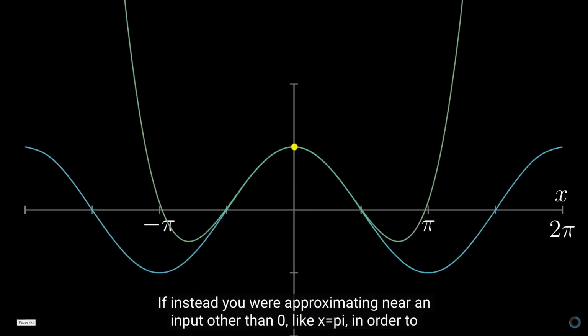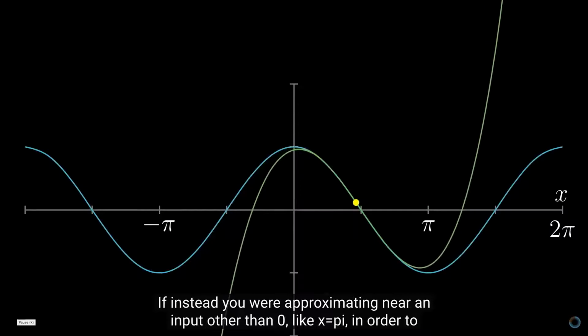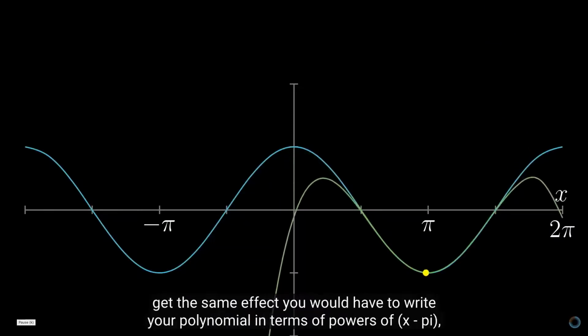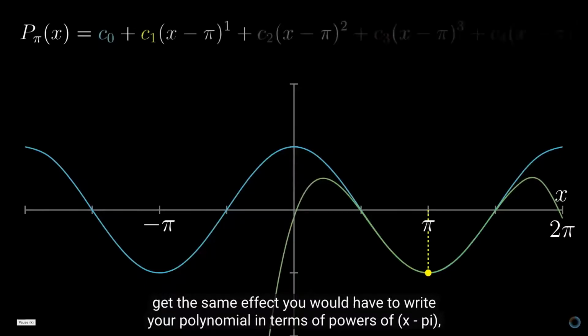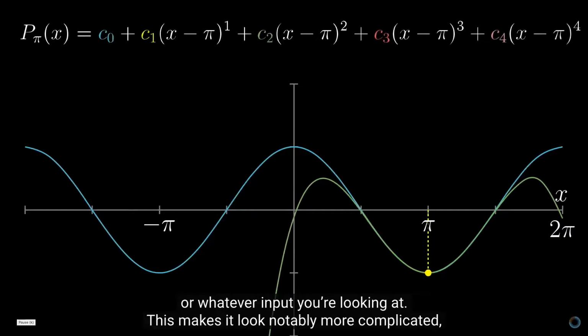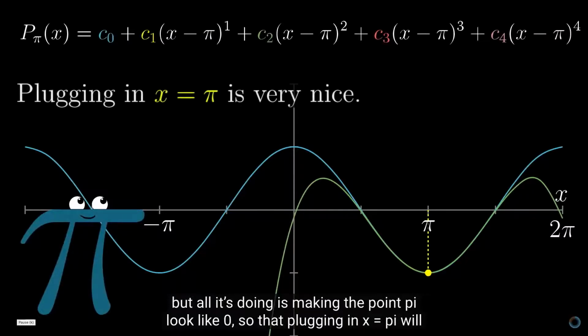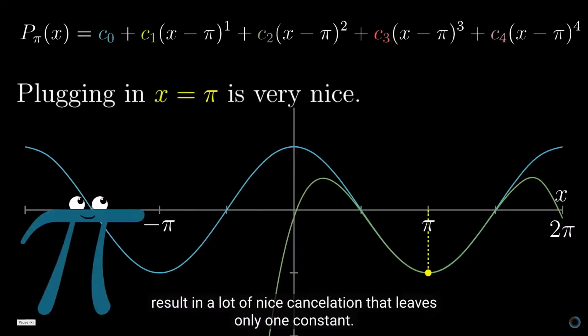If instead you were approximating near an input other than 0, like maybe x equals pi, in order to get the same effect, you would have to write your polynomial in terms of powers of x minus pi, or whatever input you're looking at. This makes it look noticeably more complicated, but all we're doing is just making sure that the point pi looks and behaves like 0. So that plugging in x equals pi is going to result in a lot of nice cancellation, leaves only one constant.